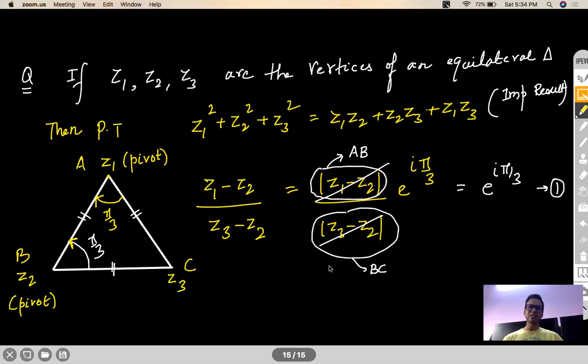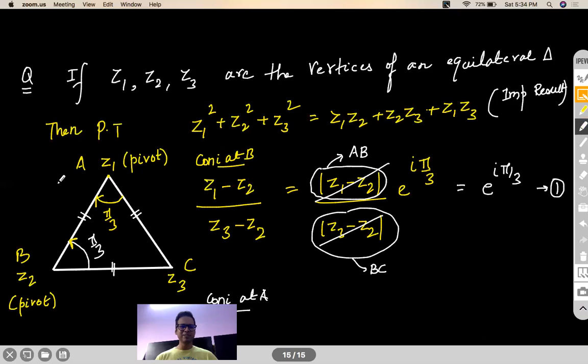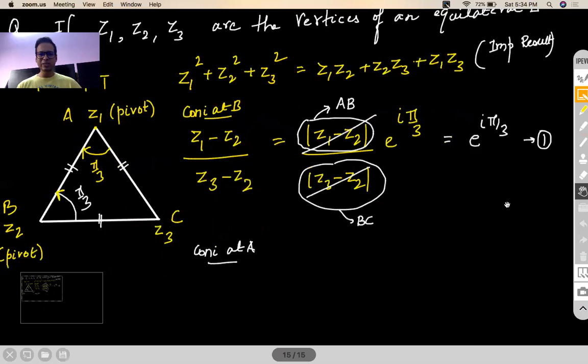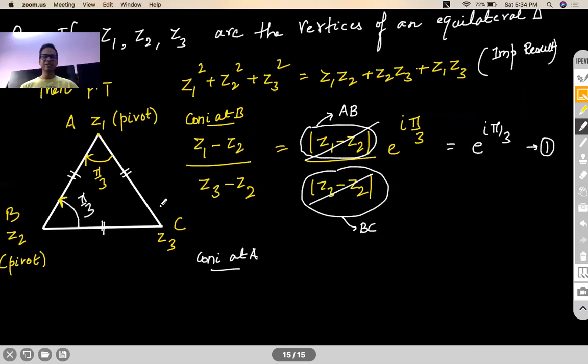Okay. Let us write Koni at A. So this was Koni formula at B. And now Vaibhav has chosen A, so we will write Koni at A. Okay. I'm just using a shortcut. So I'm using Koni rotation formula at A. So what will I write? Tell me, everybody. Everybody in your mind, speak out. What will you write? So first arrowhead.